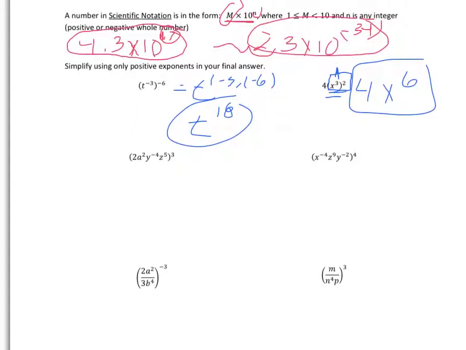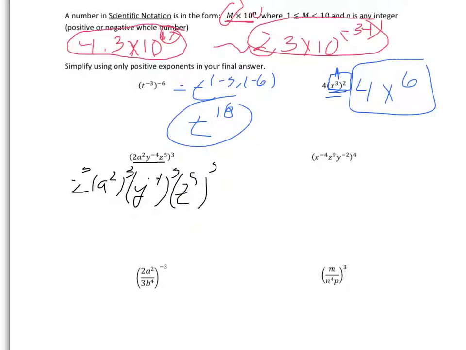Okay, so looking down at this next one right here. If we look at this, we have a bunch of stuff raised to the third power. So we need to raise each of these things individually to the third power. As you can say, this is 2 to the third power, a squared to the third power, y to the negative fourth to the third power, and z to the fifth to the third power. So we're raising each thing to the third power. So let's go ahead and do this.